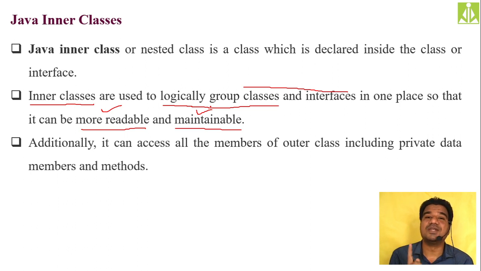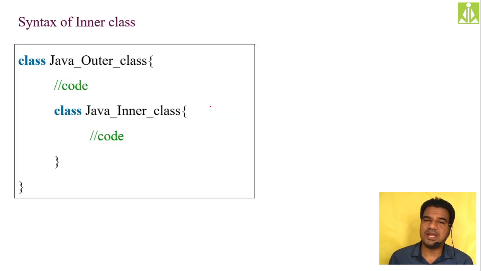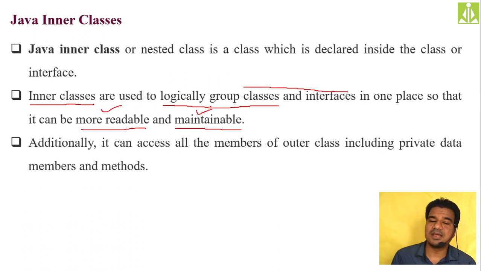If it is a non-static nested class, it cannot have access to the static data members of your outer class. Remember this one, because a non-static context cannot access static data members. We already discussed this. All these advantages we get when we group the classes, when we make classes inner classes or nested classes of the outer classes.